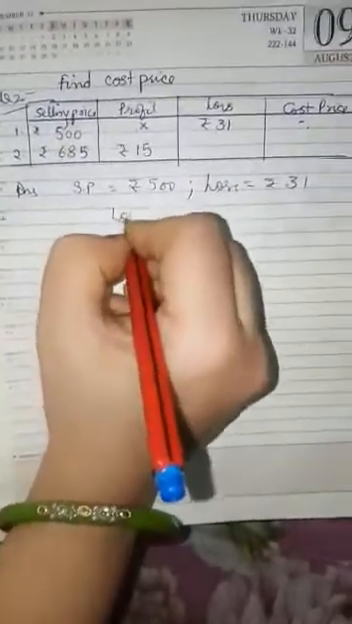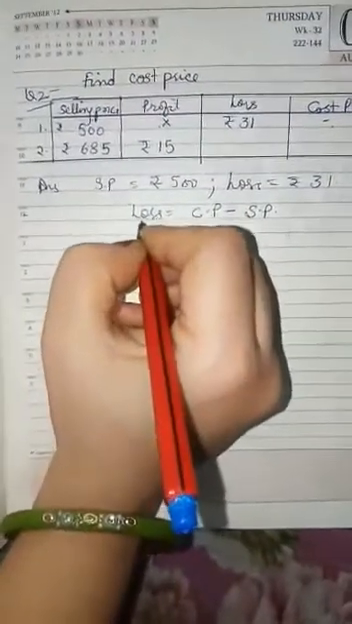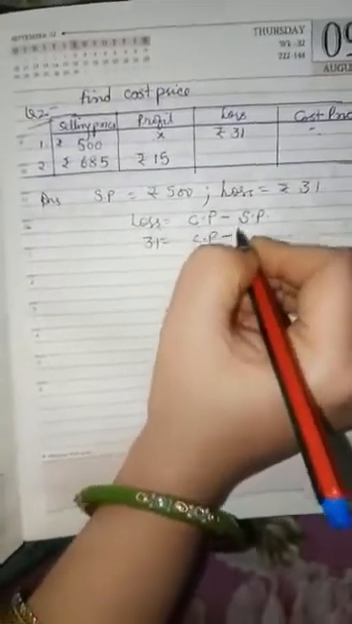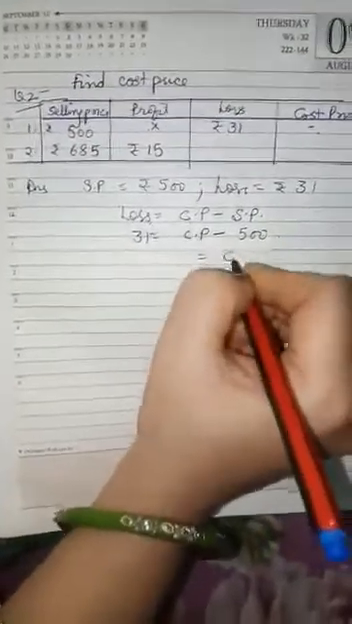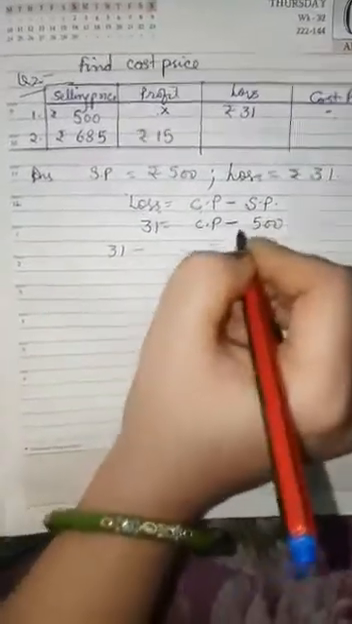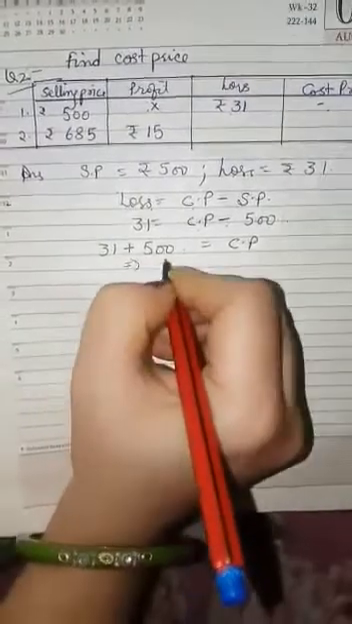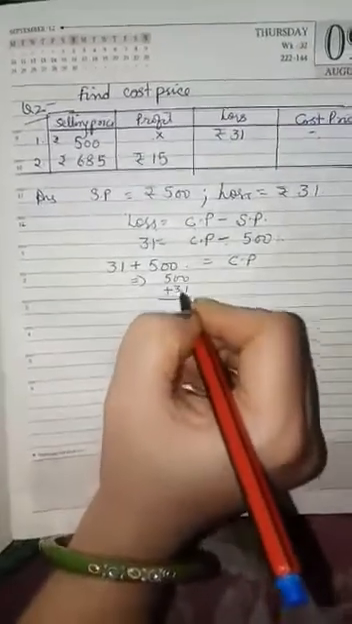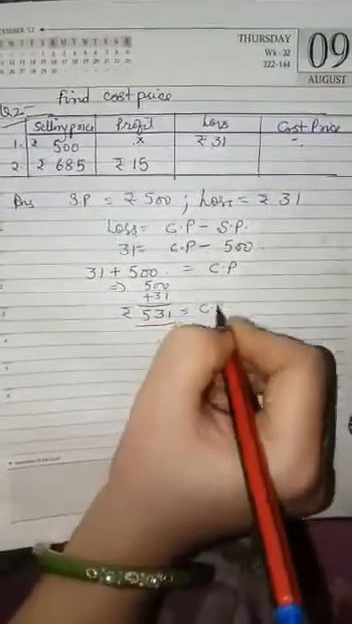What is the formula of loss? Loss will be equal to CP minus SP. Write the value of each. Here loss is equal to 31. Cost price is not given to you. Write cost price the same here. And selling price is given to you, 500. Same, for finding the CP, you will move this SP to the left side. When it moves to the left side, its sign will be changed. Here it is minus, but at the left side its sign is changed, that becomes plus. Now you will add it, 500 plus 31. That is equal to 0 plus 1, 1, 0 plus 3, 3, and 5. This is your cost price.